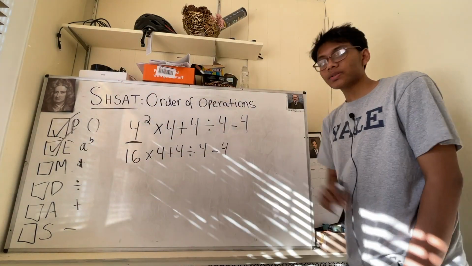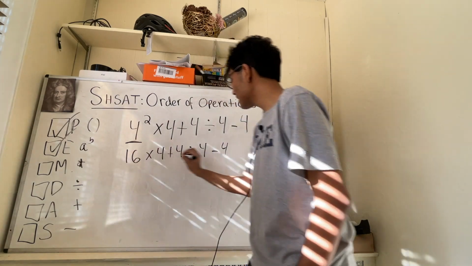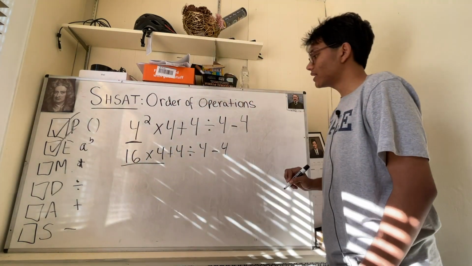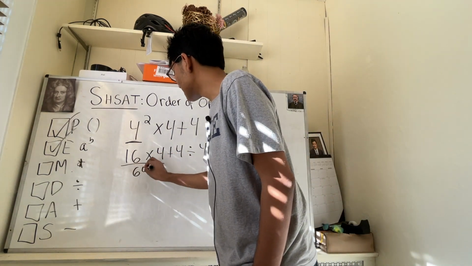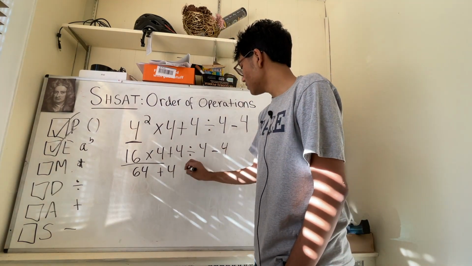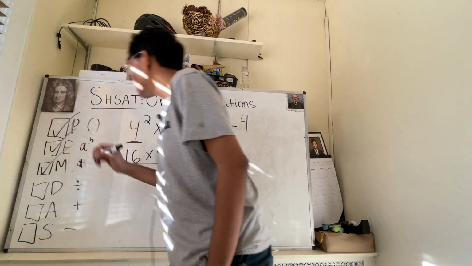Next one up, multiplication. Any multiplication here? Scanning, scanning, scanning. Boom. Multiplication right there. 16 times 4. Well, that's going to be an easy 64. And then add 4. Drop everything down. Divided by 4 minus 4. Okay, so we're done with multiplication.